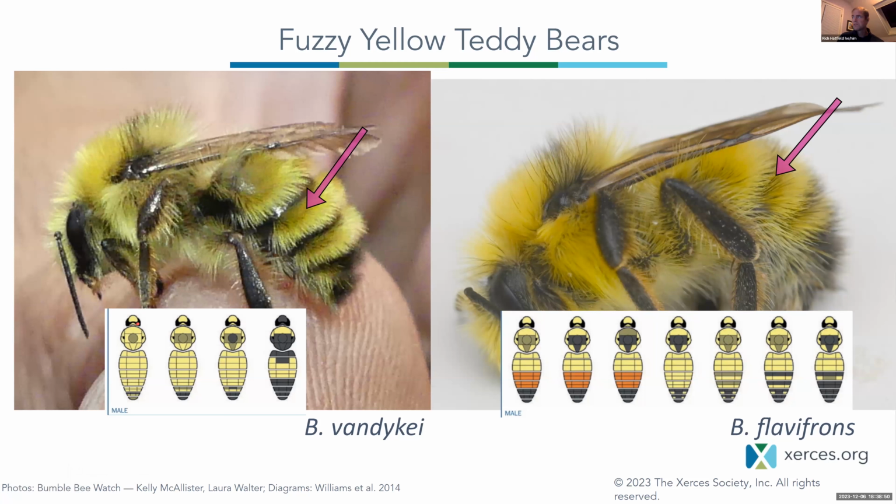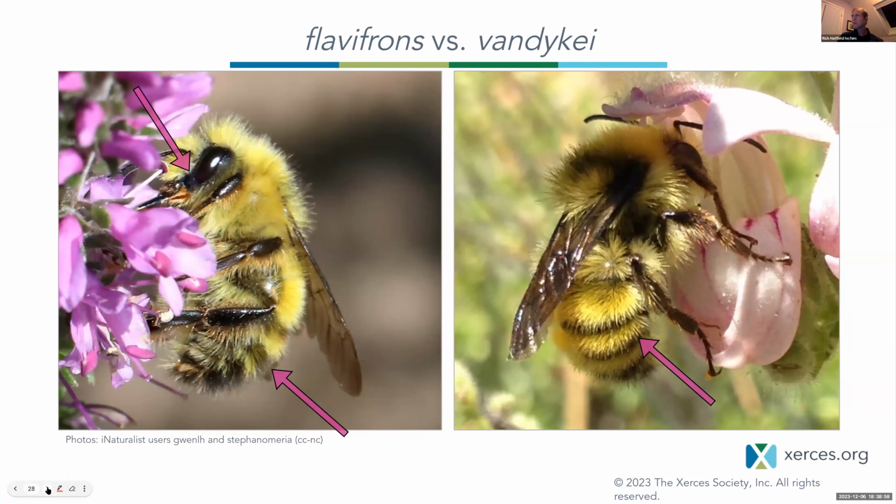Obviously, sometimes Bombus flavifrons can also have red on it, and that would help distinguish it quite easily from the species, but that's not what we're focusing on in this slide. Here's just another example of Bombus vandykii versus flavifrons. Here we have flavifrons on the left. You can see those black hairs intermixed there, and then on the right, there are no black hairs intermixed on the side. Those are all yellow hairs, so we can tell that it is Bombus vandykii and not Bombus flavifrons.